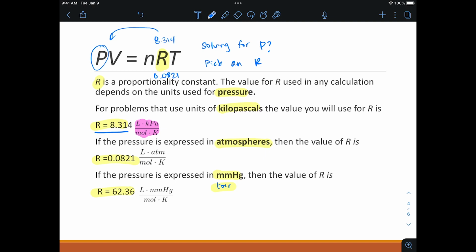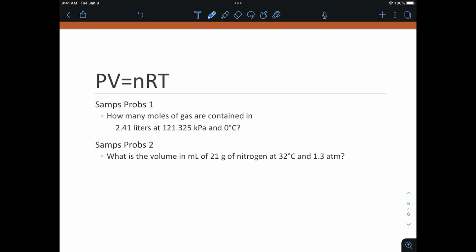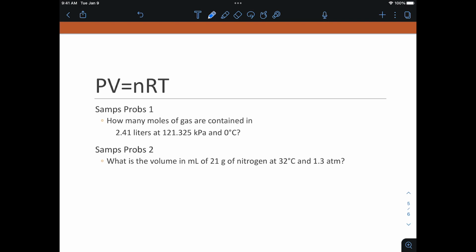Okay, so that is your R's, and that allows us to get into a couple of these sample problems, which we'll do real quick here. Let's start with your classic one, which says: how many moles of a gas are contained in 2.41 liters at 121.325 kPa and 0 degrees Celsius? You can solve these two ways, and I'll try to show you both. First of all, I like to rearrange them first. I know that's not everyone's favorite, but for this equation in particular, I think it's pretty straightforward. It's not super complicated, and I'll do one where I rearrange and one where I don't.